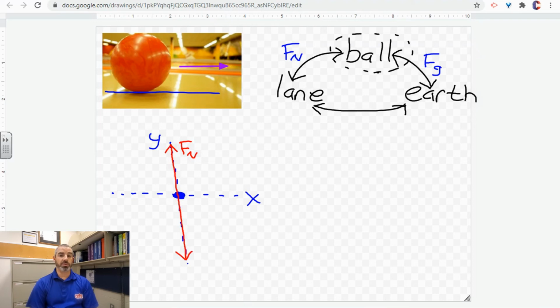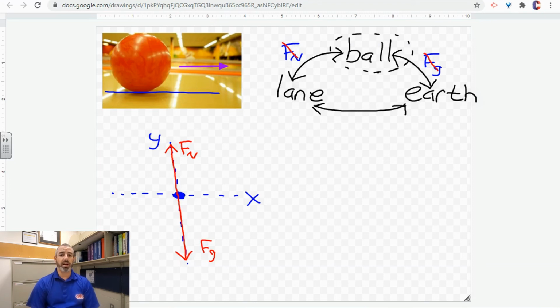Now, Newton's first law tells us that this bowling ball is going to move at a constant speed until acted upon by an outside force. That means all forces are balanced on this ball. So that means that the normal force is going to balance out the gravitational force. Yes, the ball is moving to the right, but we don't care how it got started. We just know that it is moving at a constant speed.